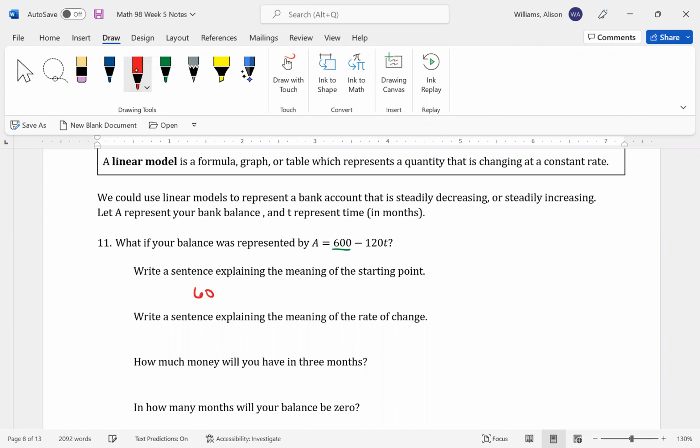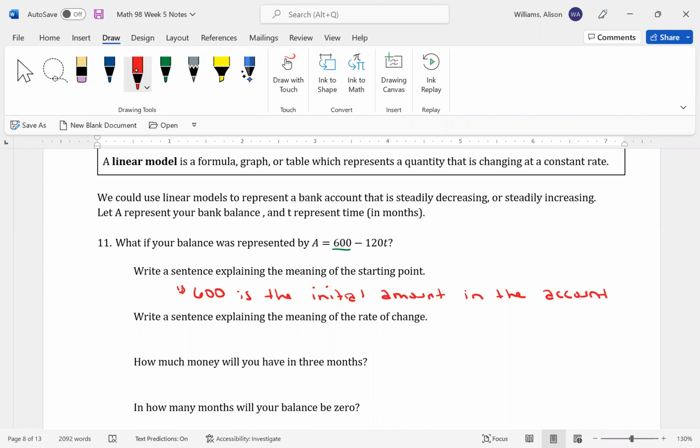So 600 is the amount in the account when you begin this. So $600 is the initial amount in the account.